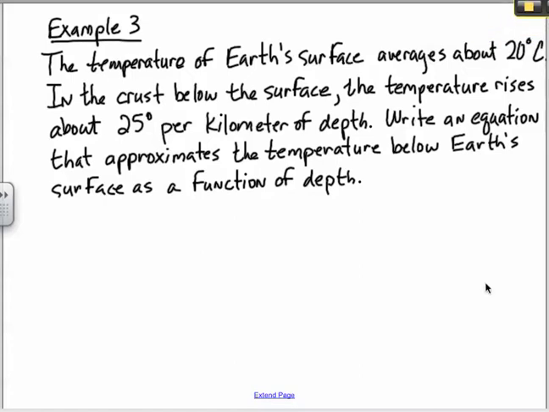Alright guys, let's see. Example 3 here. Now this one gets kind of crazy, but that's alright. I want us to look at this and talk about it.